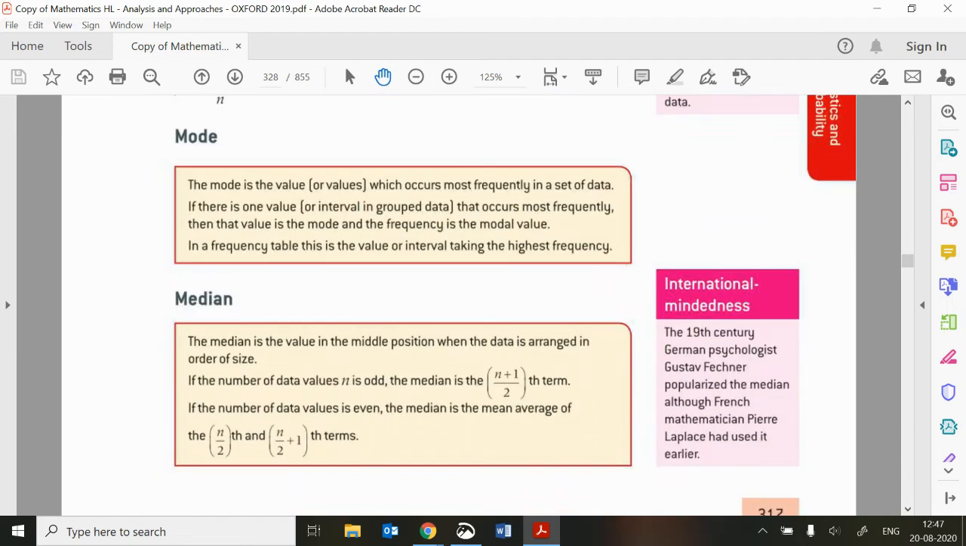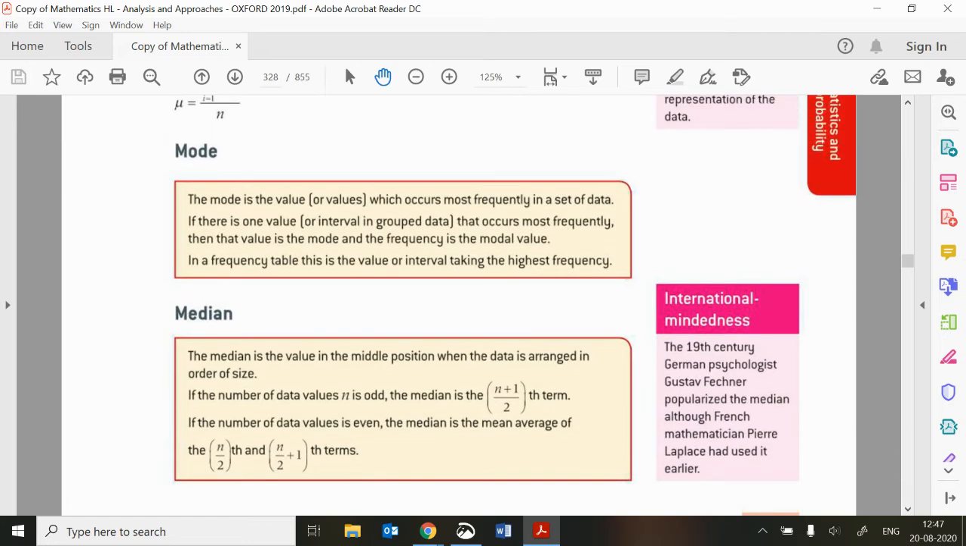Now they're talking about the mode. The mode is just the most common value, the thing which occurs most frequently in a set of data. If there's more than one mode, then it's bimodal or trimodal, or it's just got multiple modes. Okay, actually, that's not what they said there.